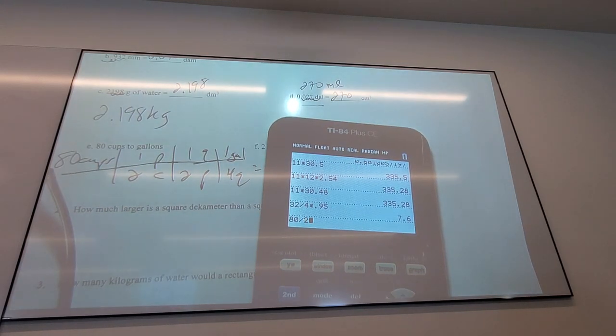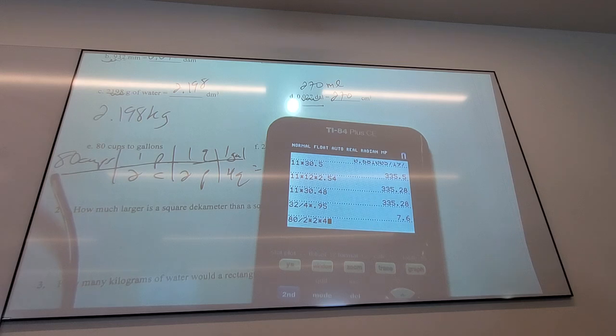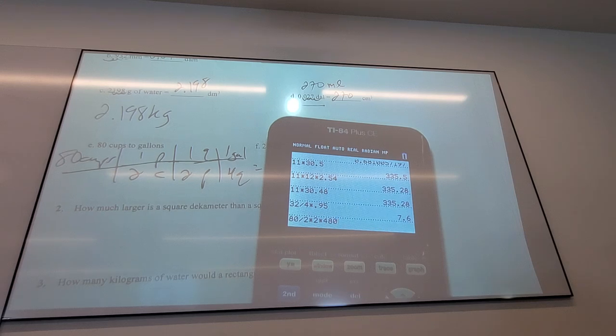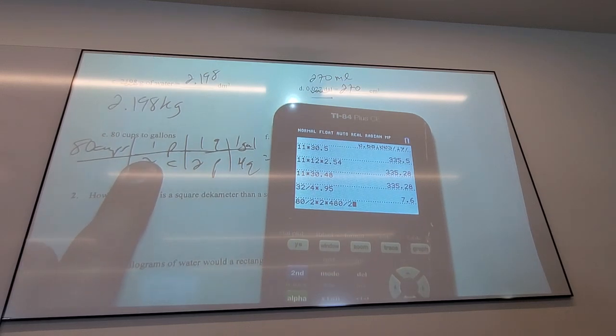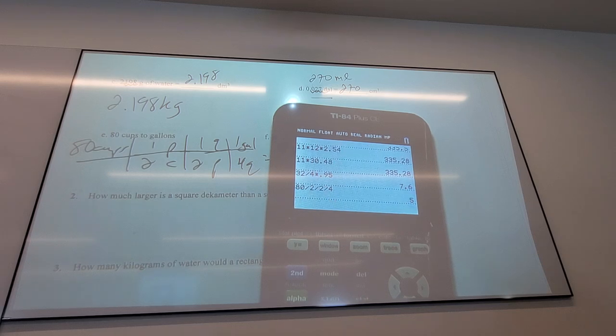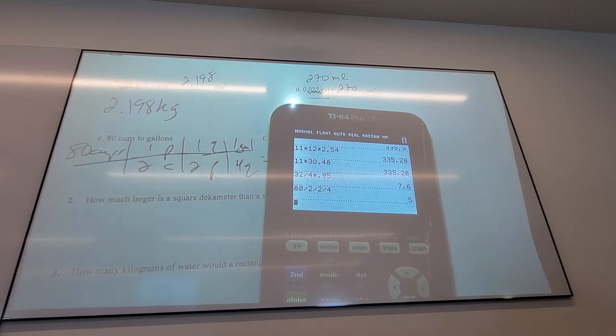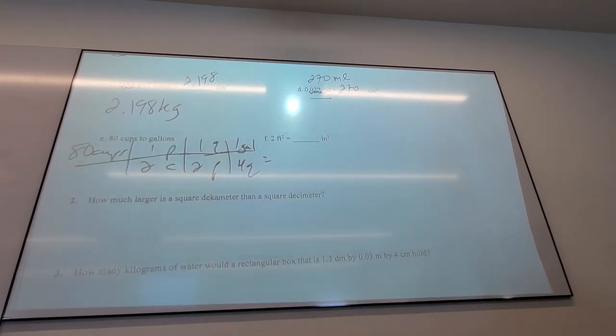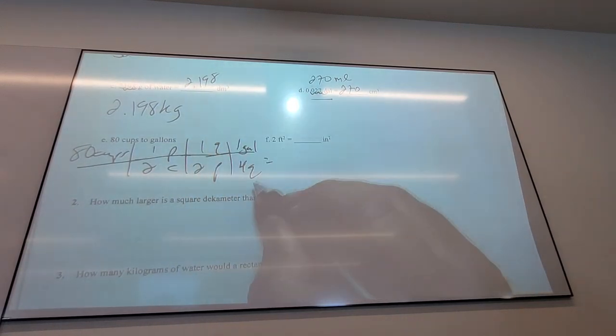80 divided by 2 times 2 times 4. That is wrong because that's multiplying by the 2 and the 4. They're supposed to be on the bottom. So you literally just go, okay, I see an 80, and then I see on the bottom is 2, on the bottom is 2, on the bottom is 4. If it's on the bottom, you divide. 80, on the bottom is 2, on the bottom is 2, on the bottom is 4. So you get 5. Okay, so that'll be 5 gallons.